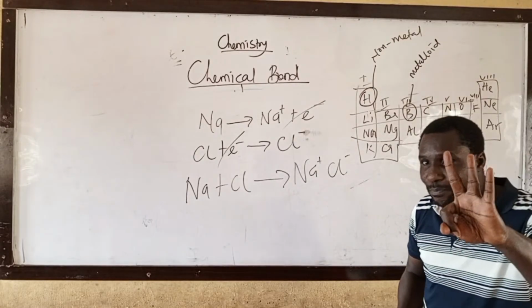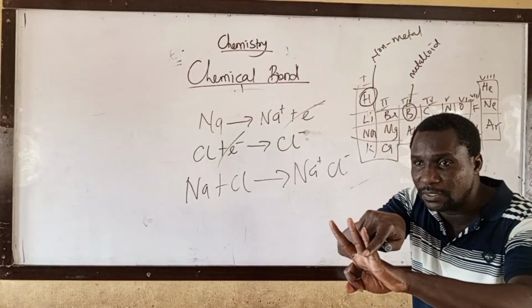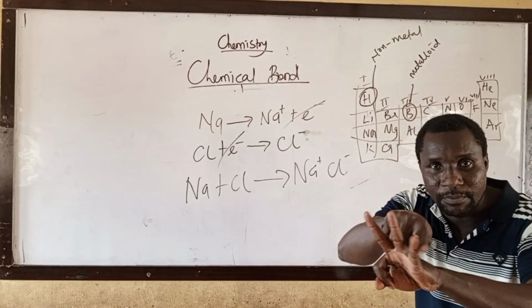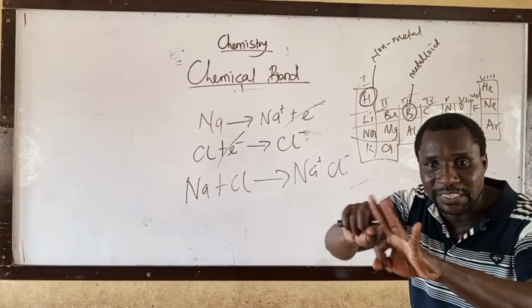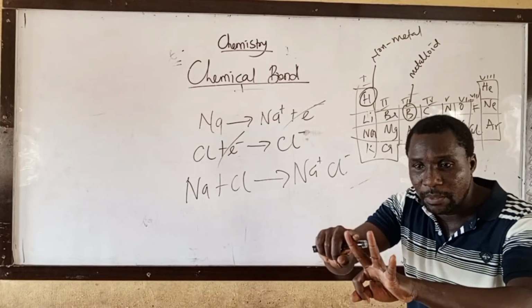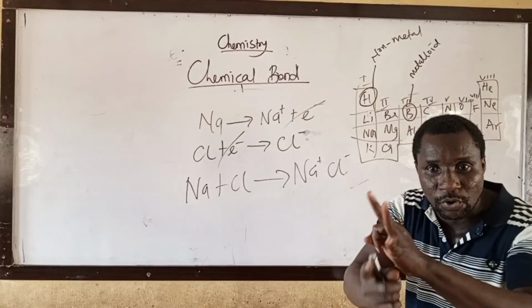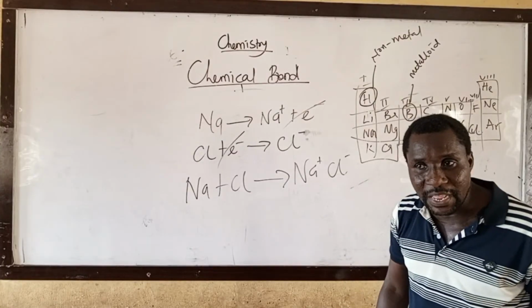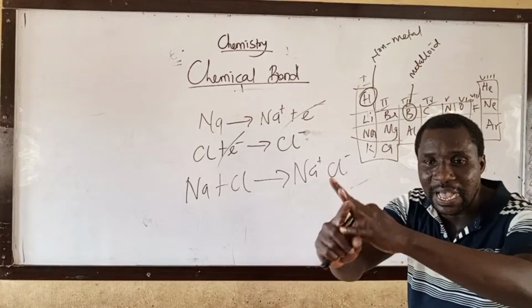You have 3 types of elements. How many types of elements? Metal, non-metal, metalloid. You understand? 3 types of elements: metal, non-metal, metalloid.